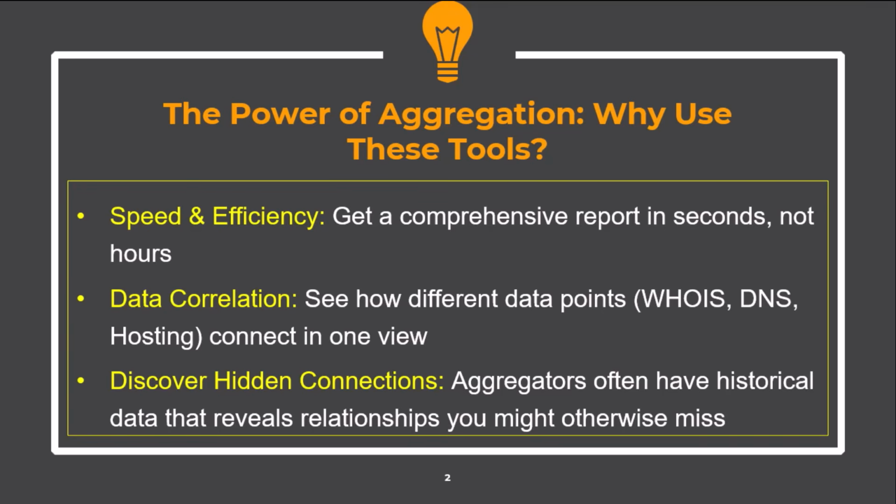So, why use an aggregator instead of individual tools? It comes down to three things: speed and efficiency. You can get a comprehensive report in seconds, not hours. Data correlation. These tools are designed to show you how different data points, like whois, DNS, and hosting information, all connect together. And discovering hidden connections. Aggregators often have their own historical databases that can reveal relationships you might otherwise miss. They save you an incredible amount of time.